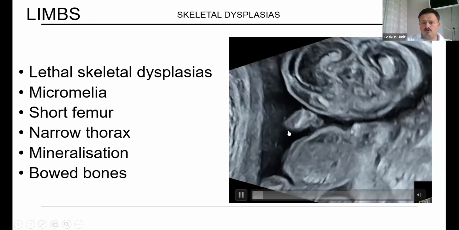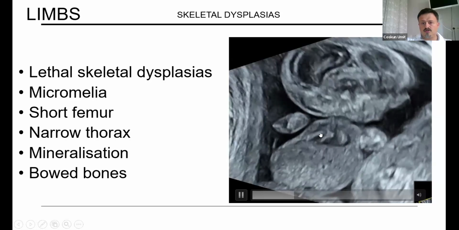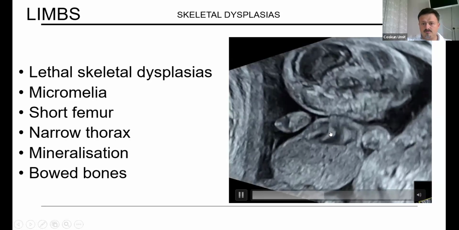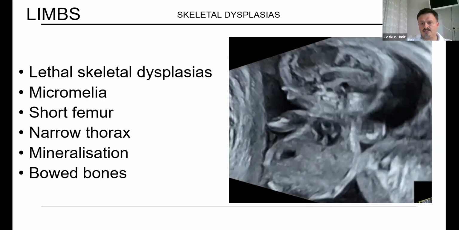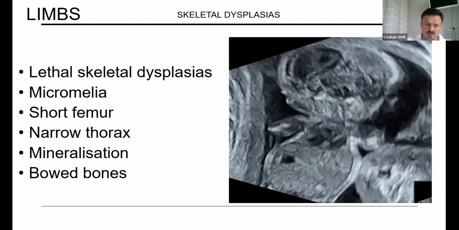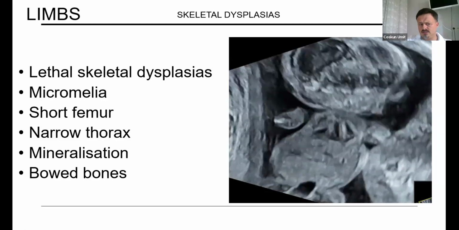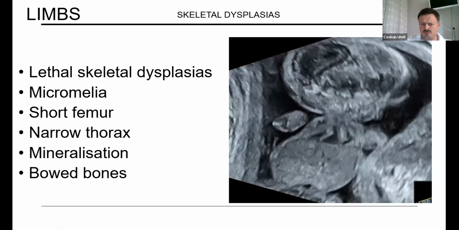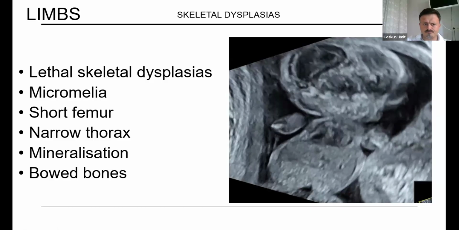Micromelia, all the long bones are short, femur, narrow thorax, and the mineralization defect, and sometimes bowed bones, especially in campomelic dysplasia, where you can see bowing of both humeri and both femurs.